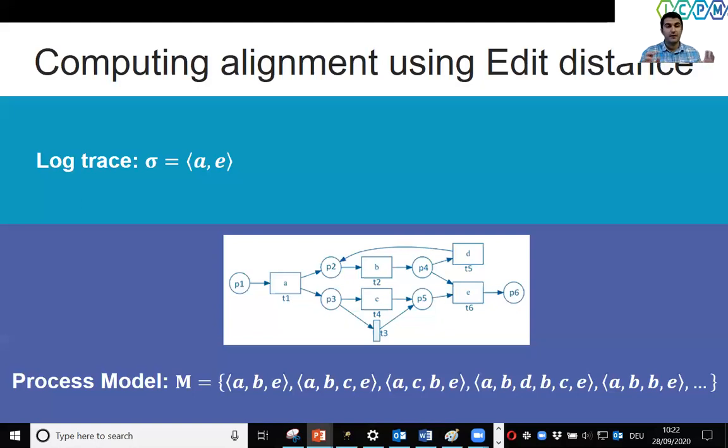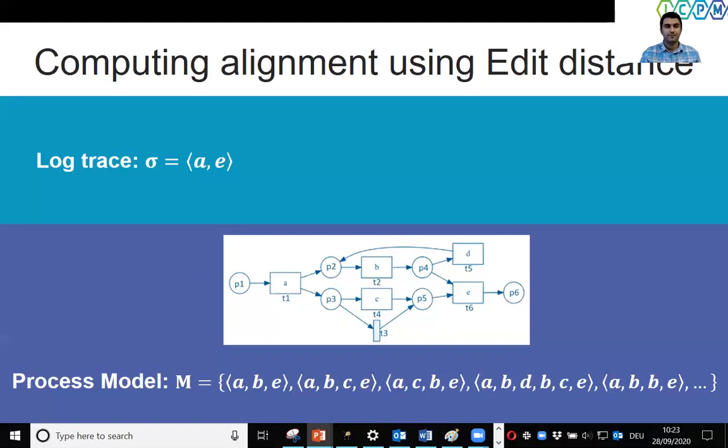It is very important to consider that to find the most similar model trace and also to compute their distances, we can use the adapted version of Levenshtein distance that we call edit distance. It simply measures the minimum number of insertions and deletions needed to transfer one trace, the log trace, to another trace, that is the model trace.